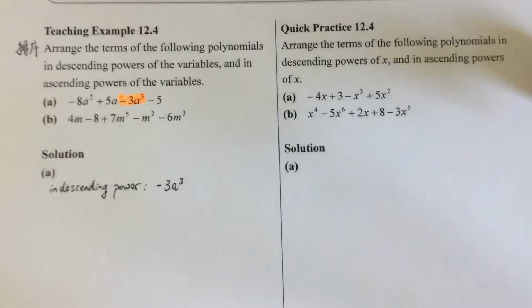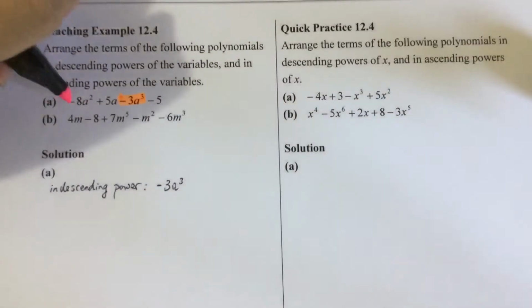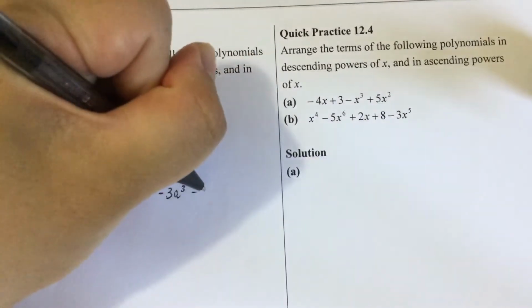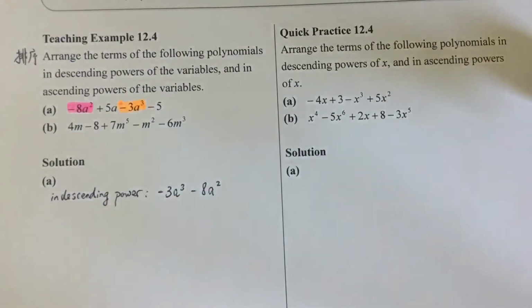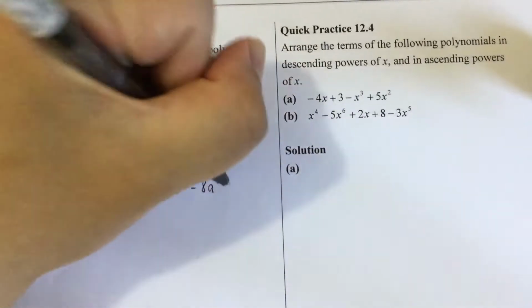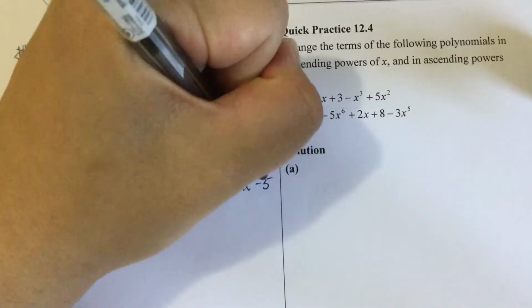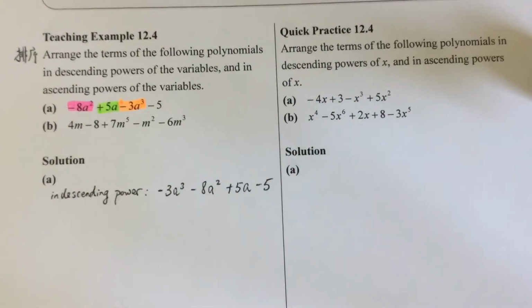Okay, the second one is the degree 2. I think this one is the second one. So we will go to -8a squared. The third one, obviously, is plus 5a, because we have unknown a here. So we will have 1 degree, okay? Finally, -5 will be right here. So this one is the descending power of it.